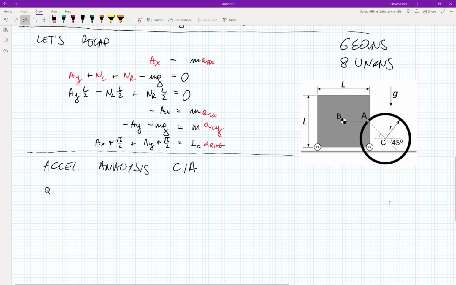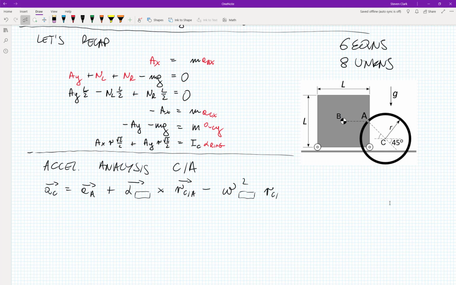So let's see what do we have in here. AC is equal to AA plus alpha of a certain body times RCA minus omega of a certain body squared RCA. And you know what my question will be. What certain body should I put in that black box? Anybody? Is it block or is it a ring? Yes, it's a ring, exactly.